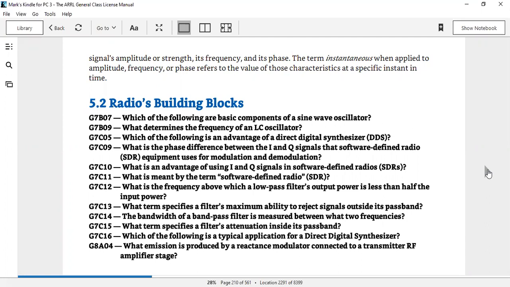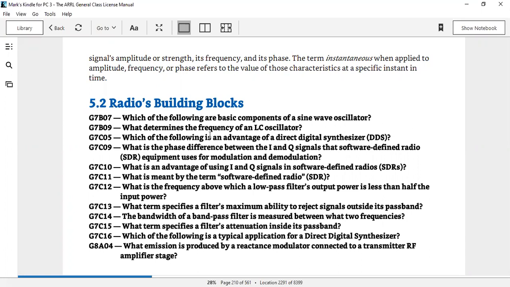We're going to go into radio's building blocks. I think I finished studying this, and it's really not hard either. So let's go through some of these. Which of the following are basic components of a sine wave oscillator? We'll find out. What determines the frequency of an LC oscillator? We're going to explain oscillators in a minute, because we're going to talk about the basic building blocks of radio. I don't think I went past transmitters, and that's where we're going to stop.